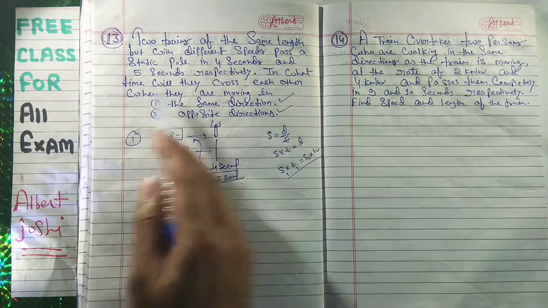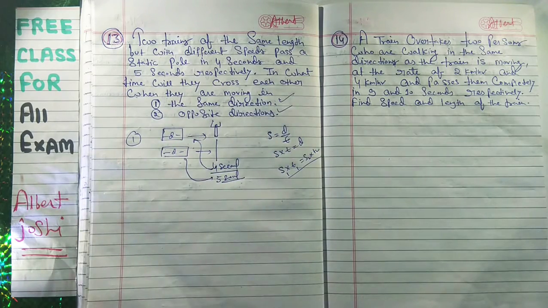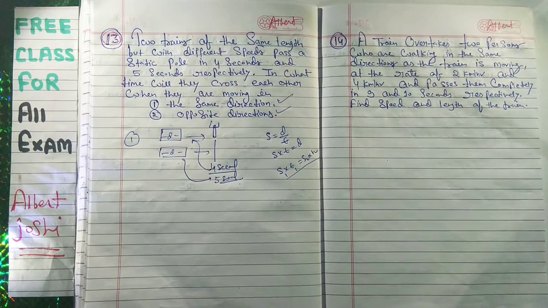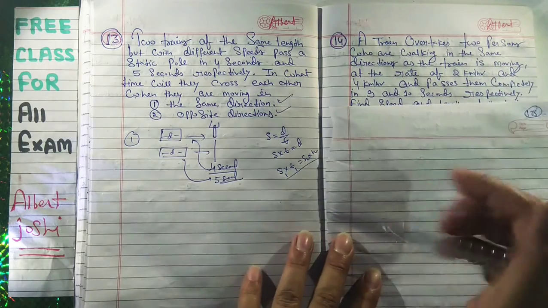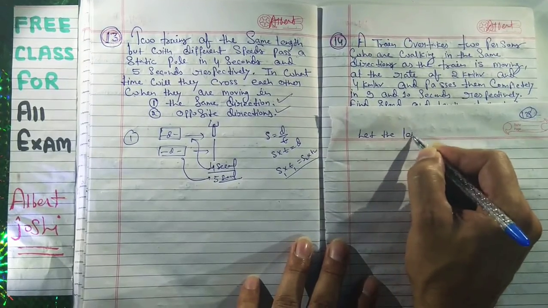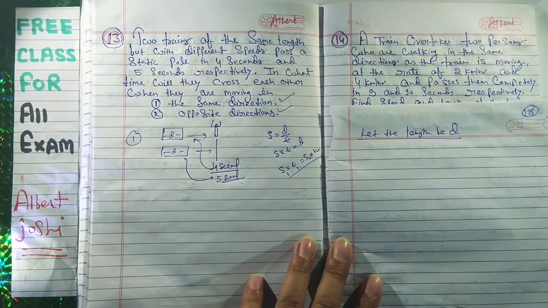But he is asking in what time will they cross each other. So how to calculate without any data? This is the problem. When you are getting such a type of problem, what will you do? I will use another paper to solve such a problem. This is a very good question. Let the length be D. Already we have taken the length as D.